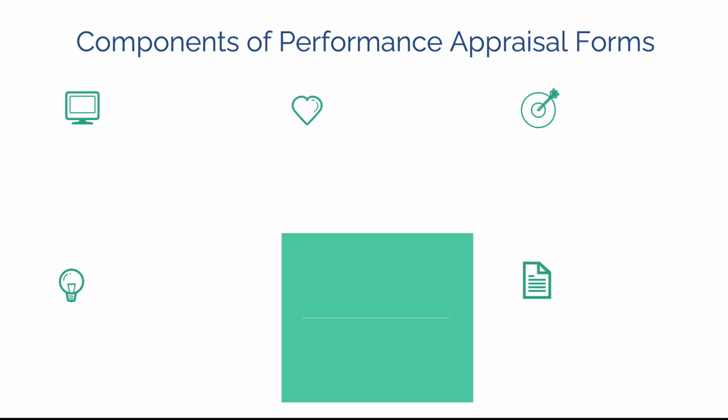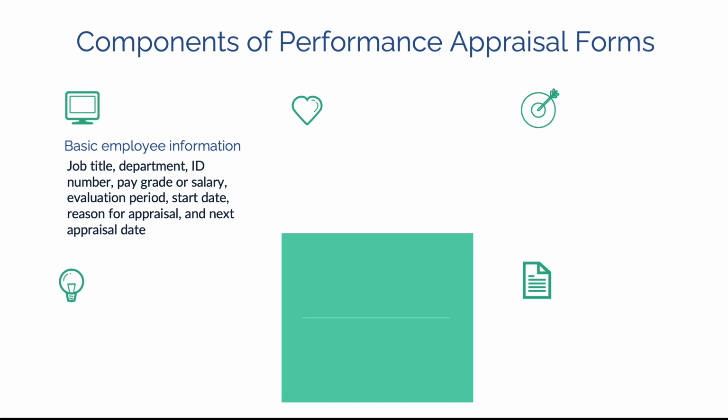So the performance appraisal form is really what we're going to use to capture all of the data, to put into a formal standard form how our employees are doing. So there should be some basic shared information that all good performance appraisal forms would include. The first is just basic employee information. So obviously this makes sense when we need to know their job title and their department, their ID number or anything like that if they have one, their pay grade or salary, the evaluation period, their start date, the reason for the appraisal, and the next appraisal date.